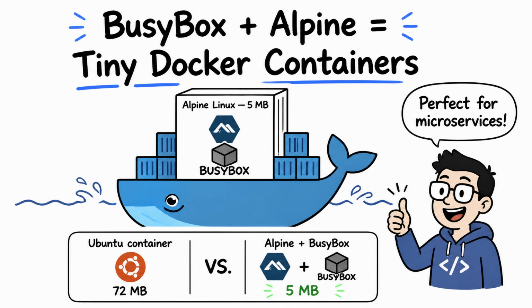And now let's talk about Docker, because Busybox has found a whole new home in the container world. When developers build Docker containers, they want them as small as possible. A standard Ubuntu container is around 72 megabytes, but Alpine Linux, which uses Busybox, is only about 5 megabytes. That's 14 times smaller. Smaller containers mean faster downloads, faster deployments, less storage cost, and a smaller security attack surface. This is why Alpine Linux with Busybox has become the go-to base image for professional Docker containers in production environments.